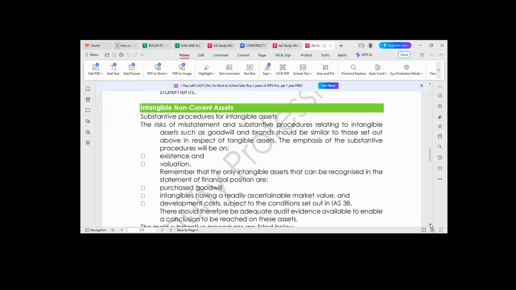We have research cost and we have the developmental cost. As stated in IAS 38, research cost is usually written off, except for when you can say this developmental cost can be termed as an asset. Why did I say so? Now look at the research.